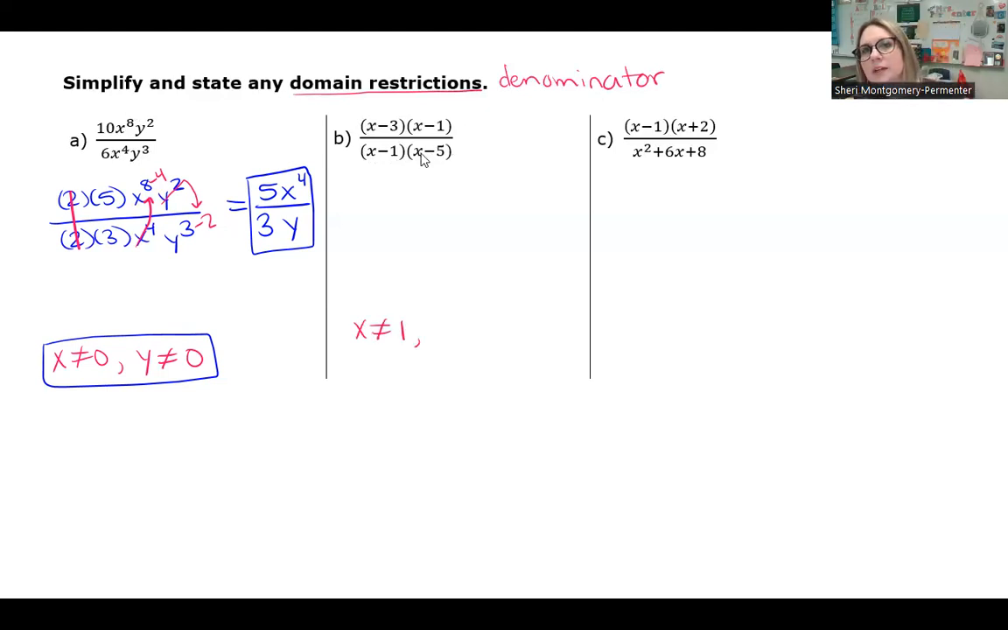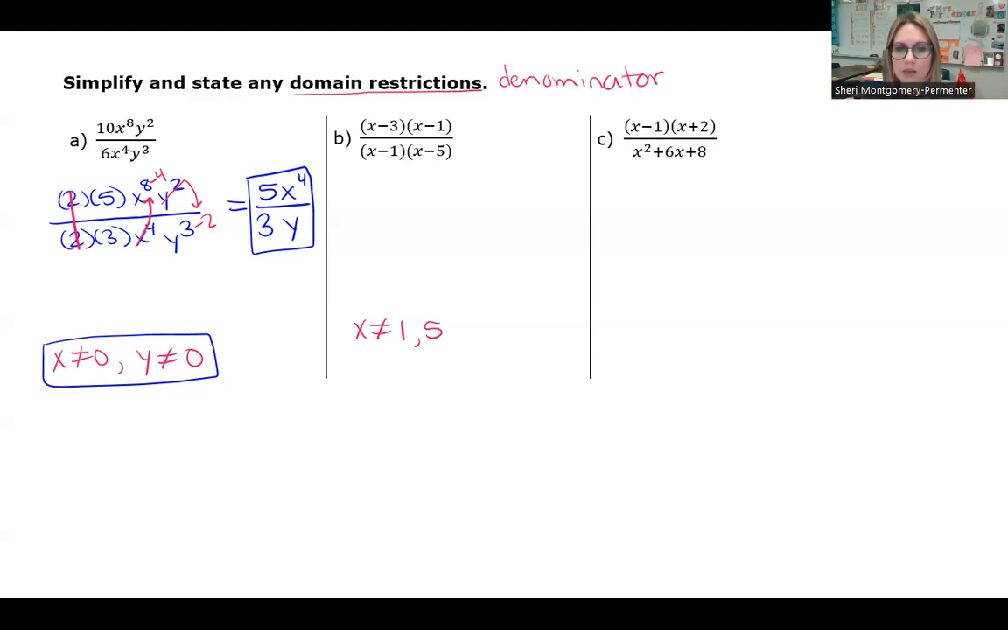What would make this factor 0? 5. X cannot be 5 either. So we did step 1, it's factored. Step 2, we checked for domain restrictions. Step 3 says we're going to divide out any common factors. Are there any common factors? Any factors that are on the top and the bottom?